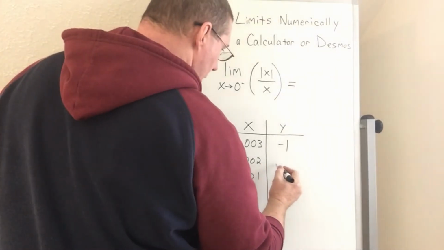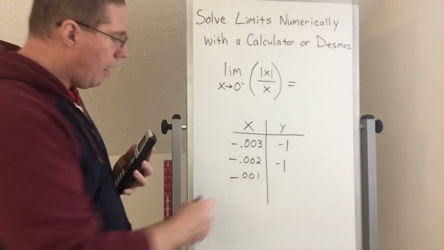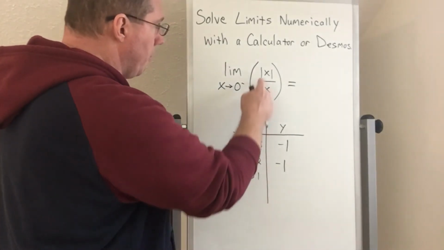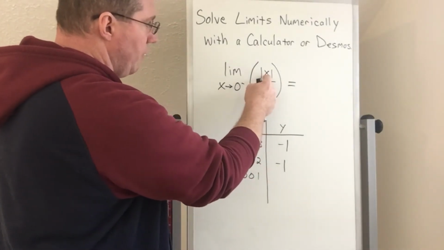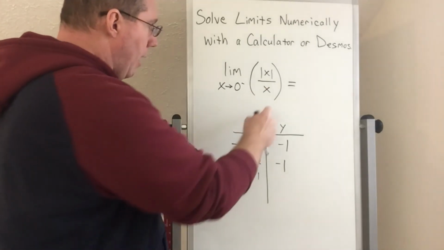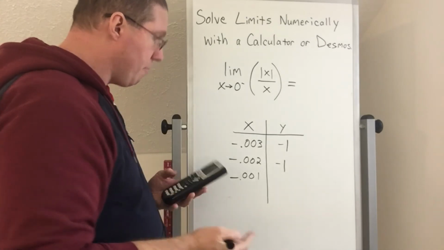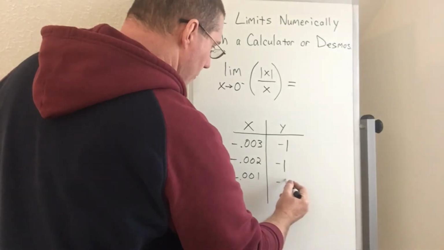Oh, that's weird. Okay, well, calm down. Don't freak out. I'm going to explain all this to you in just a minute. Now I'm going to put in negative 0.001. I'm going to put it here and here. The absolute value of negative 0.001 is 0.001 divided by negative 0.001, and that gives me negative 1. So I'm going to put a negative 1 here.